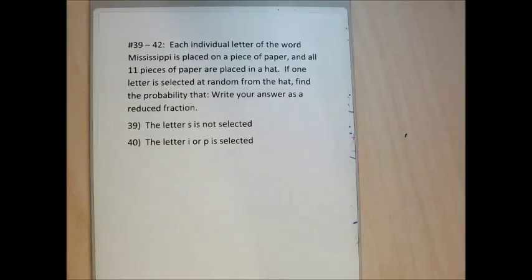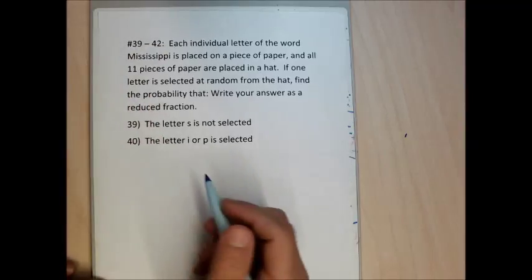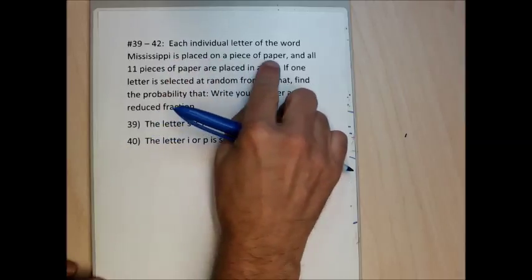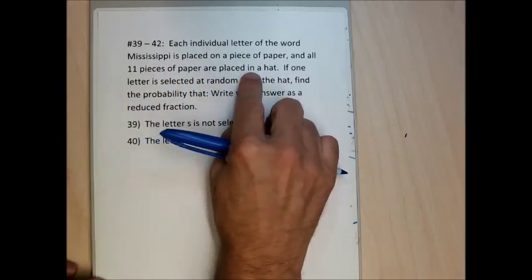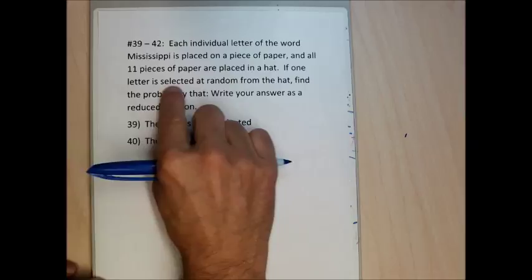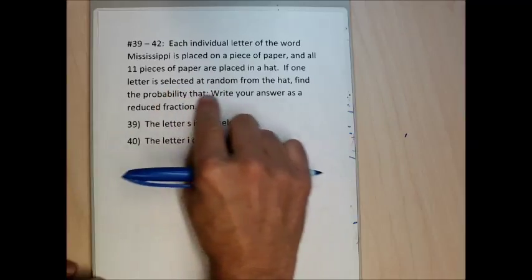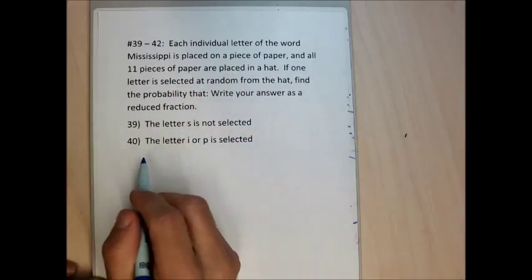All right, 39 through 42. Each individual letter of the word Mississippi is placed on a piece of paper, and all 11 pieces of paper are put in a hat. If one letter is selected at random from the hat, find the probability that. So I need to create a sample space.